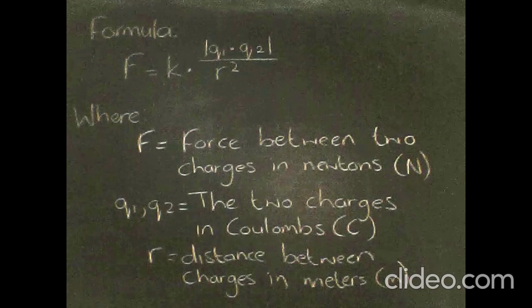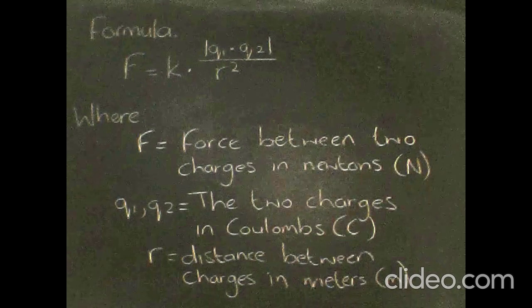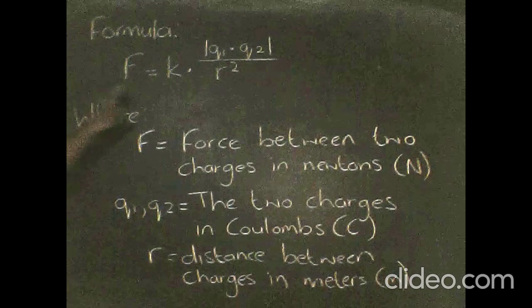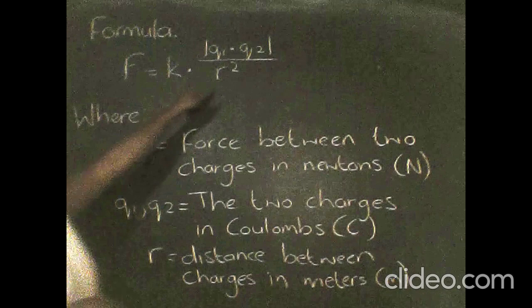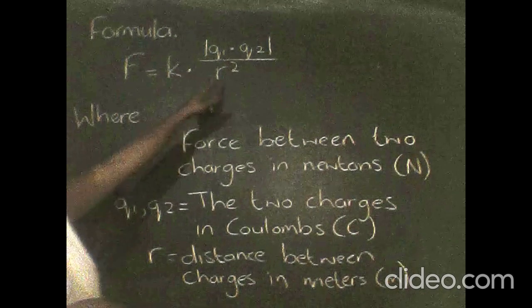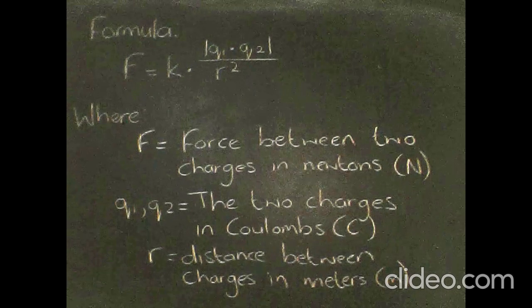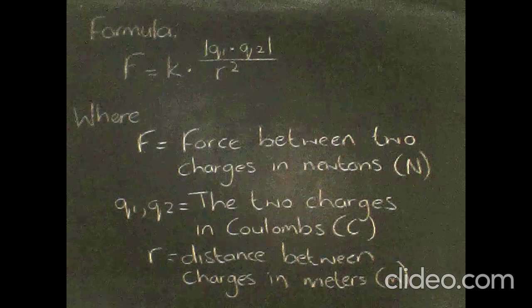Then a quick look ahead at the formula. This is the formula of Coulomb's law, right? F equals K multiplied by Q1 multiplied by Q2 over R squared. And I gave the explanation of what each symbol in this formula means.